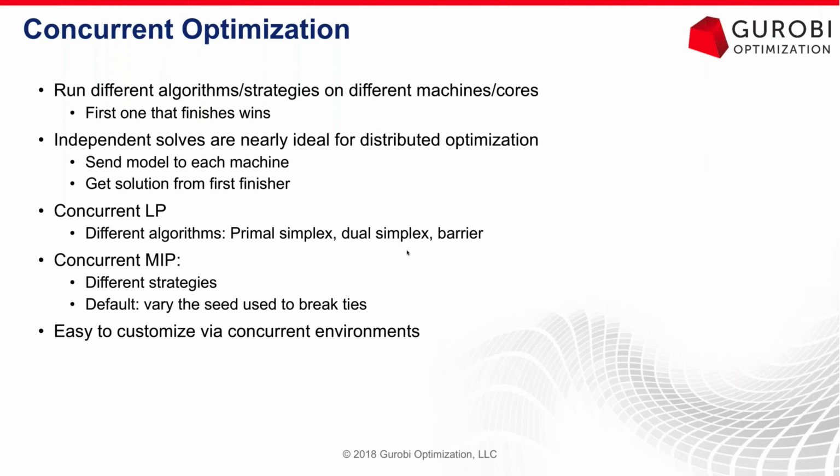If we're going to apply this to LP, we could try different algorithms like primal simplex on one computer, dual simplex on a second computer, and barrier on a third computer. For MIP, there are a lot more options for different strategies, like the MIP focus parameter or different cutting plane strategies. But the simplest and easiest one to do is to vary the seed that's used to break ties.